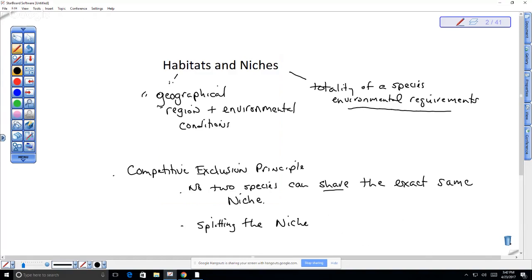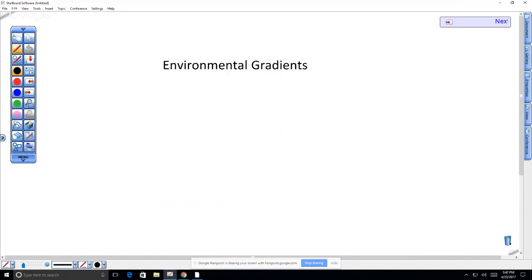And so that's the idea of the competitive exclusion principle, and why it's different. We need to distinguish between just the habitats that two species can reside in, versus the totality of all of the environmental requirements, which is referred to as the niche. So organisms have special adaptations to niches.